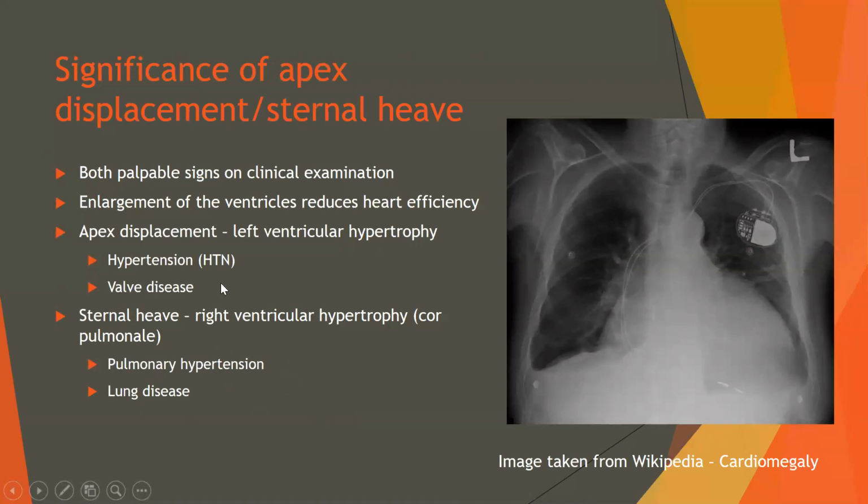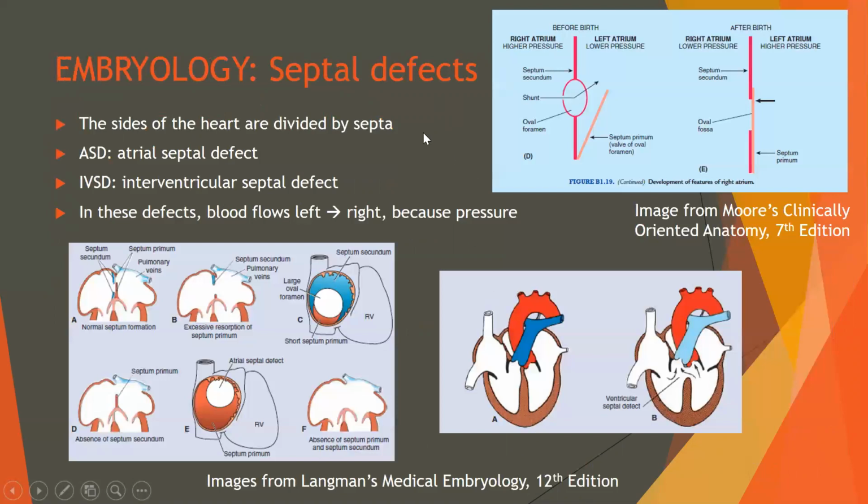And these can be caused by hypertension, or valve disease is a common one for both. And then lung disease or pulmonary hypertension can cause right-sided hypertrophy. Now, septal defects, embryologically, we're going to skip because we don't really have time.